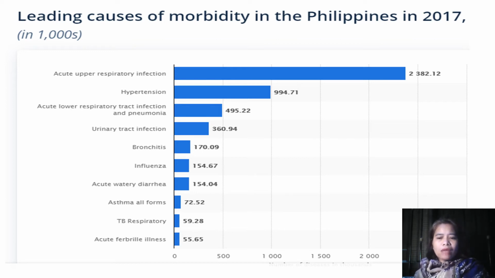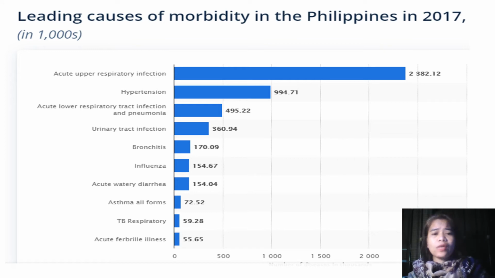Let us try to explore the types of diseases that affect the Filipino people in 2017. So let us identify it one by one. Acute respiratory infection is an infectious disease, right? Hypertension is a lifestyle disease. Acute lower respiratory tract infection and pneumonia is an infectious disease. UTI is an infectious disease.